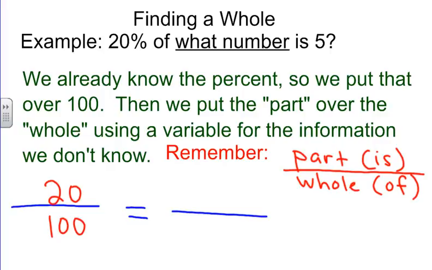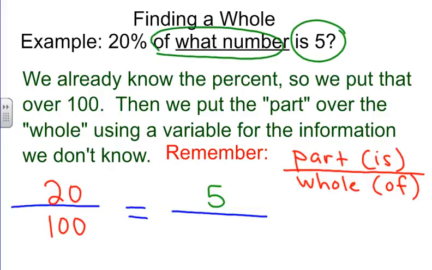Then we have to put the part over the whole using a variable for the information we don't know. Remember, part goes in the numerator, is, whole goes in the denominator, of. So what do they give us? We see is 5. We know is goes in the numerator, so we're going to put 5 in our numerator. We don't know the of what? Well, we don't know. So we're going to put a variable in the denominator.